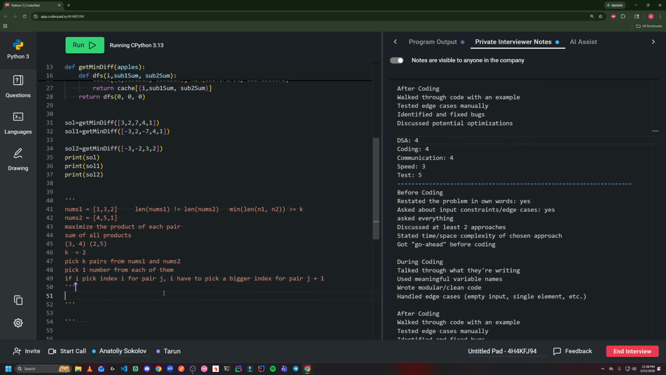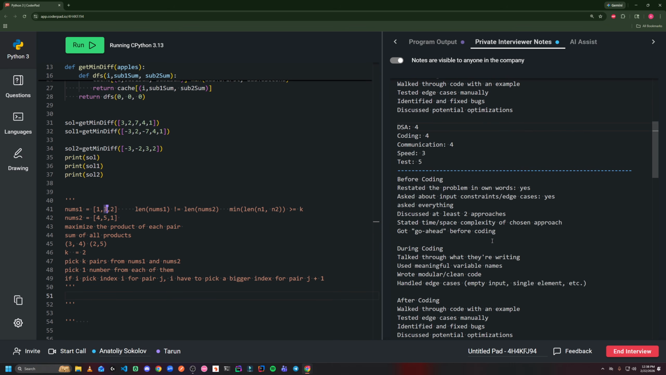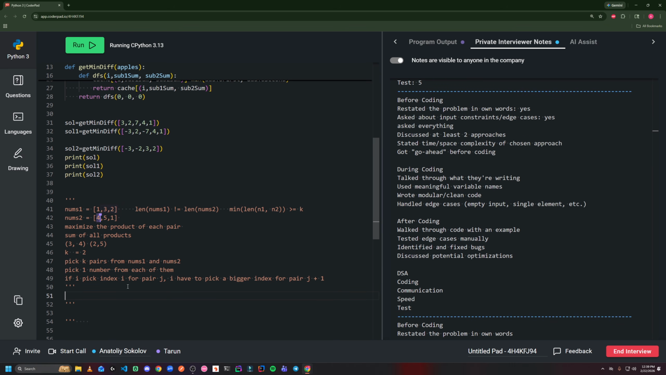Just let me think for a second. So we have 1, 3, 2, and as well as 4, 5, 1. So if I consider here, we need to pick 3 and 4. Is there any path? So 1, 3, and 4.